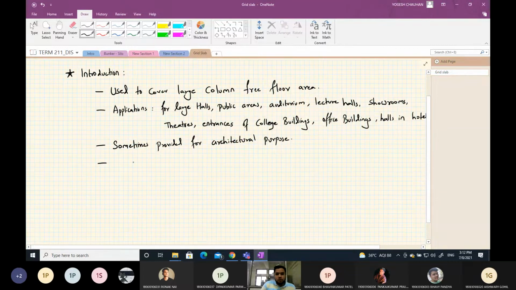Usually, they are used to cover spans ranging from 10 meter to 25 meter. They are economical within this span.